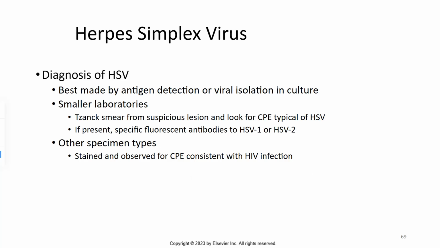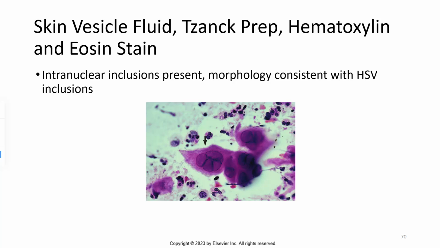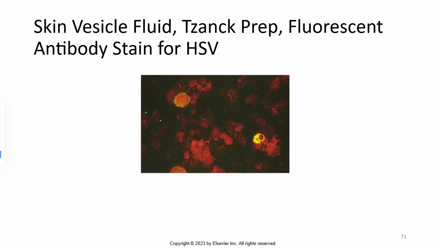Diagnosis is made by antigen detection or viral isolation in culture. Smaller laboratories will look for cytopathic effects and, if present, specific fluorescent antibodies to HSV1 or 2. Other specimen types are stained and observed for cytopathic effects consistent with HSV infection. And then here are just some pictures.